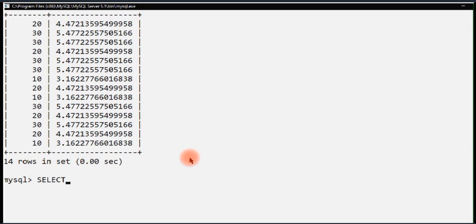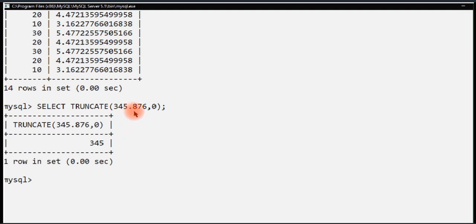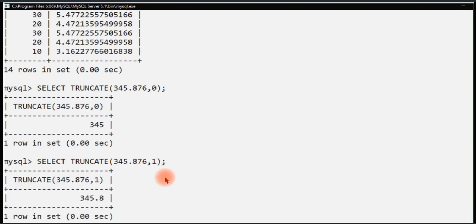Select truncate, and the value I've given, suppose 345.876 and comma 0. Comma 0 means after decimal I don't want any value. That means there will be no value displayed after decimal. Same way, if in place of 0 I'm taking now 1, it will show me 345.8. It is because the meaning of this parameter is that there should be only one value after decimal.